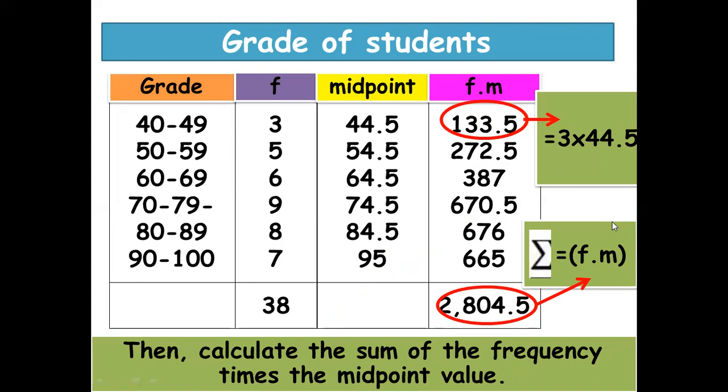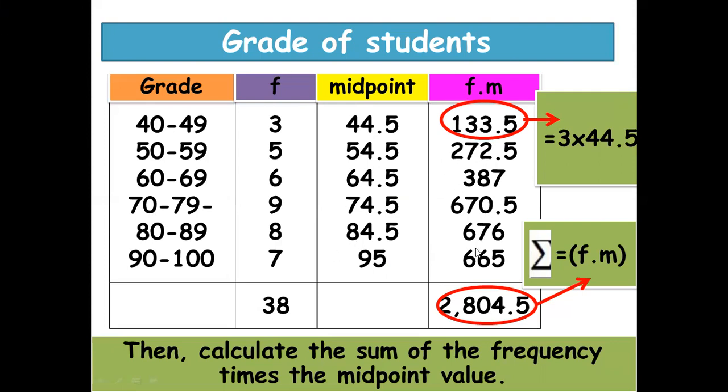Now we continue with the product of the frequency and the midpoint. This is the third step. We need to calculate the sum of the frequency times the midpoint value. As you can see right here, we have an example. We multiply 3 by 44.5 and we get 133.5. It's the same with the others. Multiply 5 by 54.5 and you get 272.5. 6 times 64.5 equals 387, and so on.